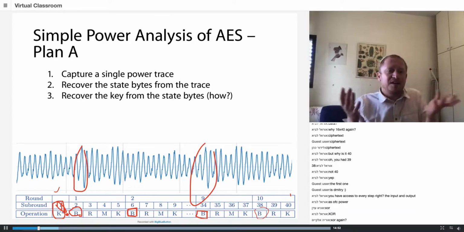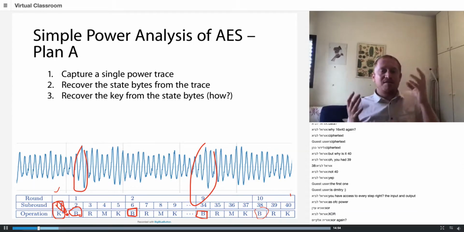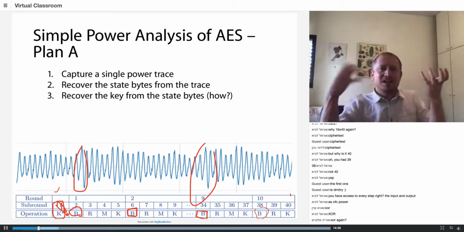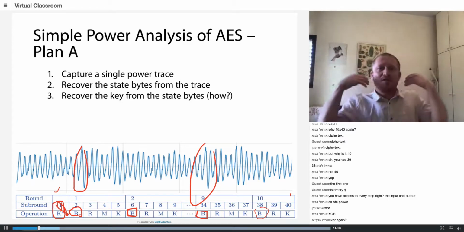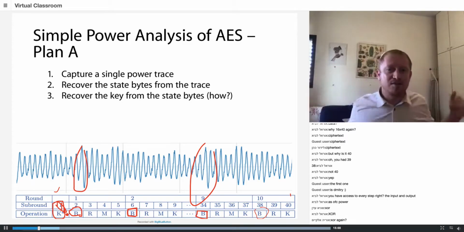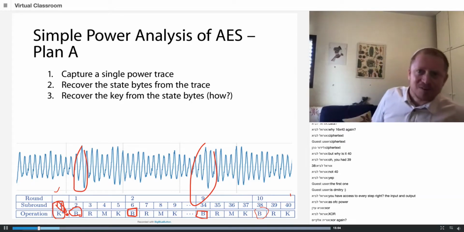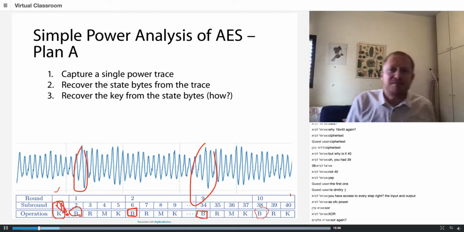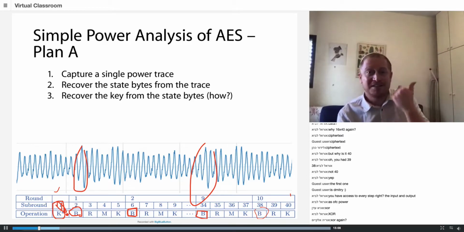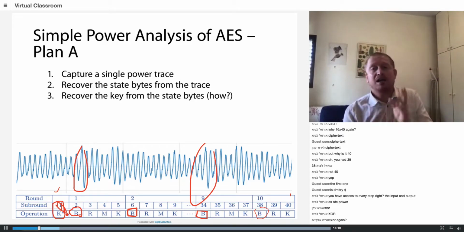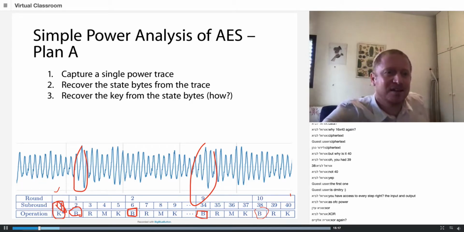Exactly, thank you, Sagi. I just XOR. So if I have plain text XOR key, and I have plain text, I XOR together, voila. So I have recovered the key from the state bytes. This is very nice. So if I have found a way to recover the state bytes from the trace, I can more or less get from the first round, I can get the key.